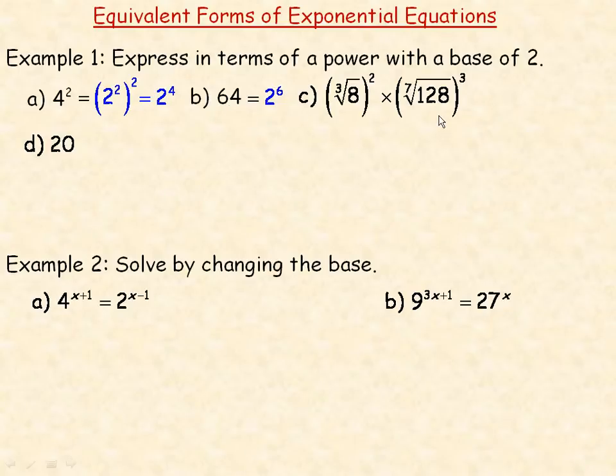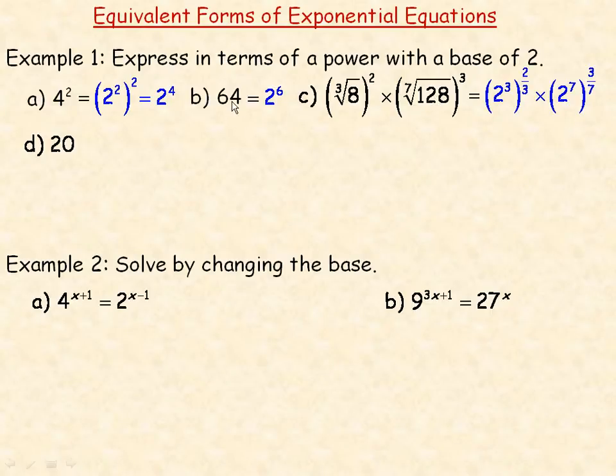In C, I want to write all this as a single power of 2. And so I'll start by writing the 8 and the 128 as powers of 2. Now 8 is 2 cubed. 2 times 2 times 2. 3 2's multiplied together gives me 8. So that's why 8 is 2 cubed. When you have a cube root and then you're squaring, that's the same as writing to the power of 2/3. Notice the 2 that this is raised to is the numerator, and the root is the denominator in that rational exponent. Now 128 is 2 to the 7th.